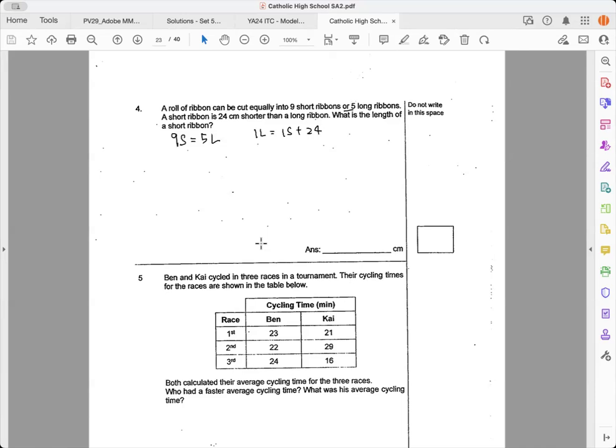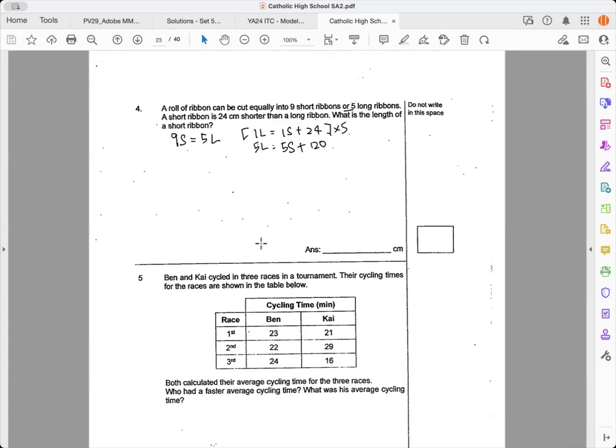Okay, this is more like simultaneous equations. So let's link these 2 statements together. The first statement is 9 short equal to 5 long. Over here, you have one long equal to one short plus 24. The easiest way is to match the long the same. So I make this 5 long, simply multiply by 5. Multiply by 5, I get 5 short plus 24 multiplied by 5 is 120.